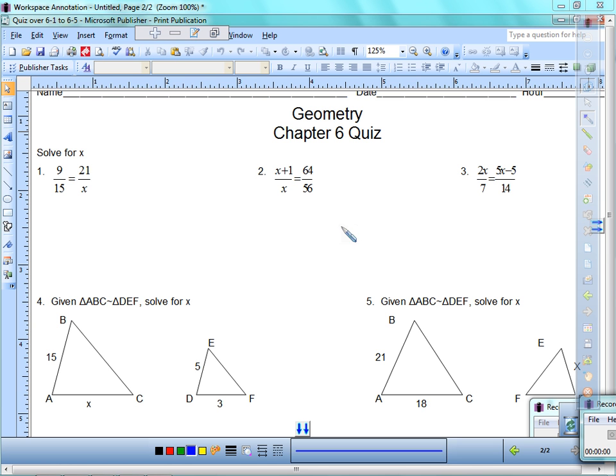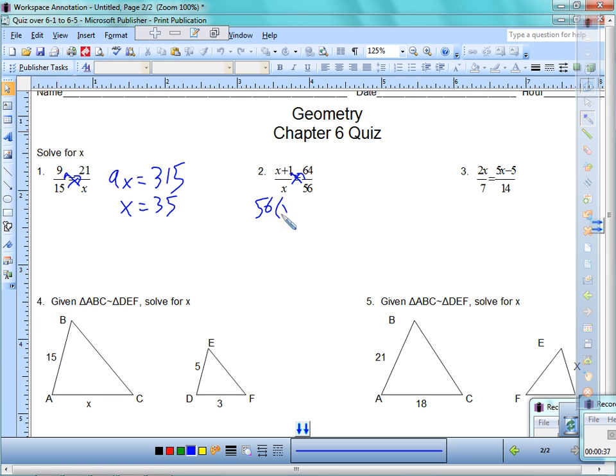Problems 1, 2, and 3 we're just cross multiplying. Nothing too exciting on this one. 9x is equal to 21 times 15, which is 315. And x is equal to 35. Question number 2, same deal.